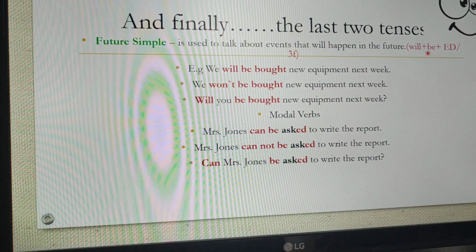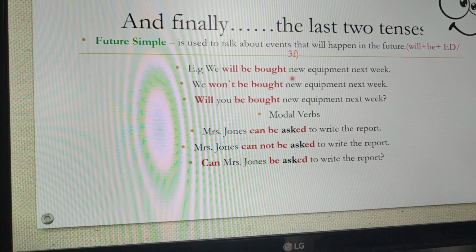Let's read the examples. We will be bought new equipment next week.